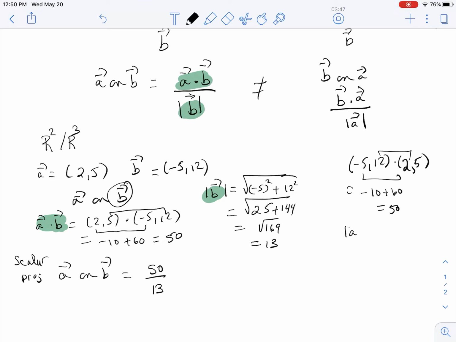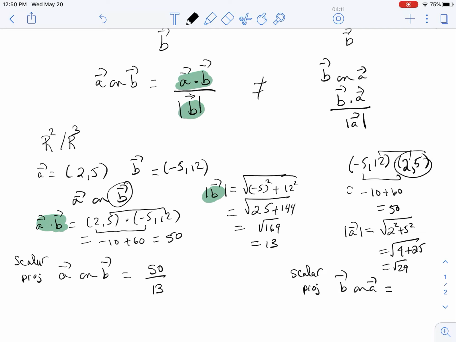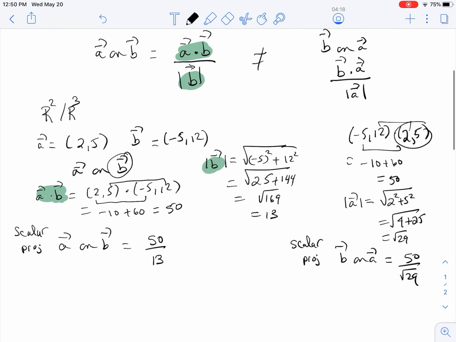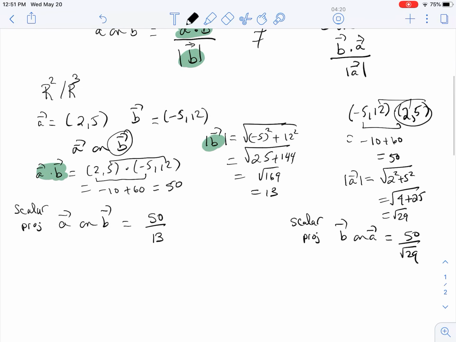Now, because I'm projecting onto A, I'm going to need the magnitude of A. The magnitude of A in this case, remember A was (2, 5), so when I work that out, it's going to be root 29. So the projection of B onto A, the scalar projection, is going to be equal to 50 divided by the square root of 29. So you can see that those projections are not equal.